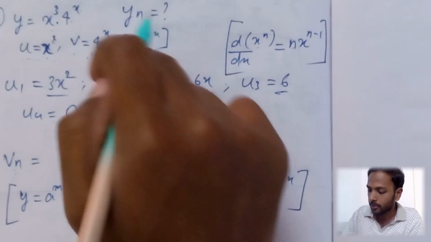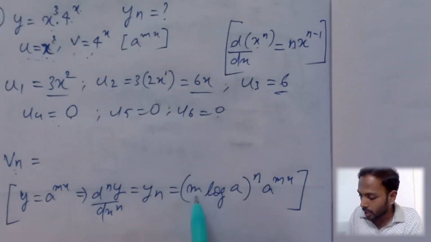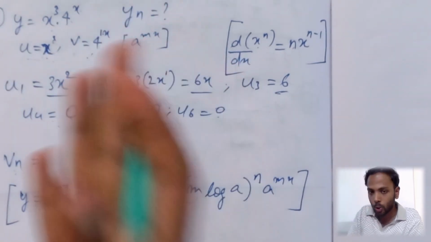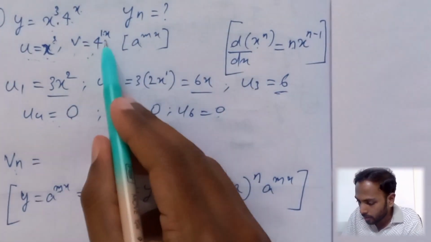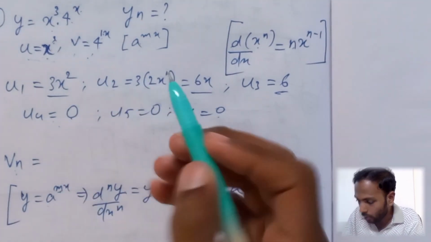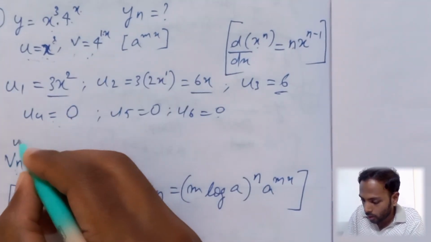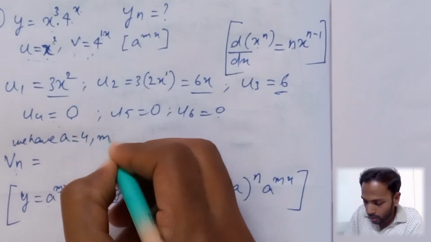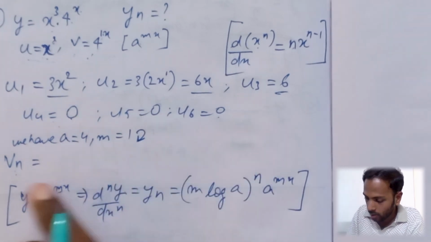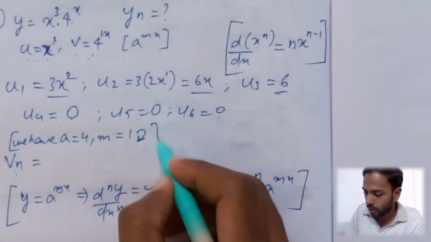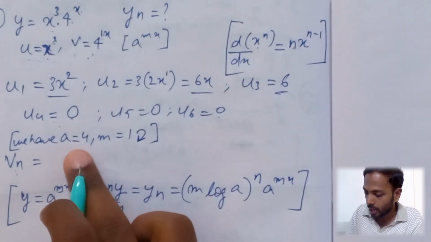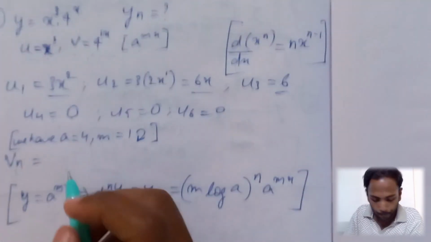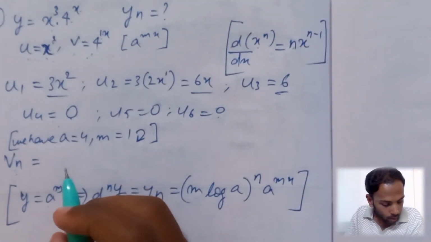Let's apply this formula to v and find vn. In place of m, there is 1, right? If nothing is there as a coefficient, that means it's 1. So in place of m, it's 1. In place of a, we have 4. So we have a as 4 and m as 1. Just substitute a as 4 and m as 1 in this formula and find vn. So the nth derivative would be what?